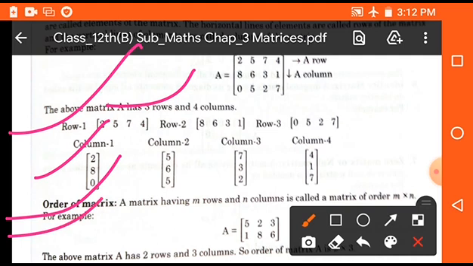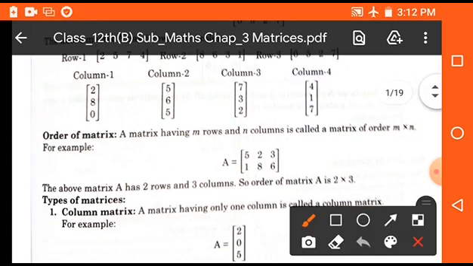Now, order of matrix. How can we find the order of a matrix? If any matrix is given like A is equal to 5, 2, 3, 1, 8, 6, then in order to find the order of the matrix, we have to multiply the number of rows into the number of columns. So here there are two rows, that means two horizontal lines, and three vertical lines, that means three columns. Then the order will be 3 into 2. Sorry, 2 into 3, because two rows and three columns. Okay.